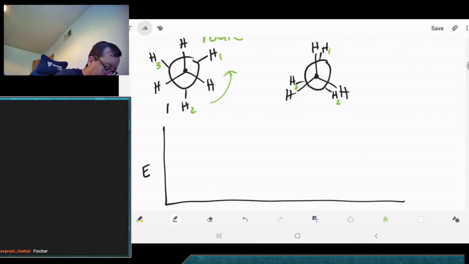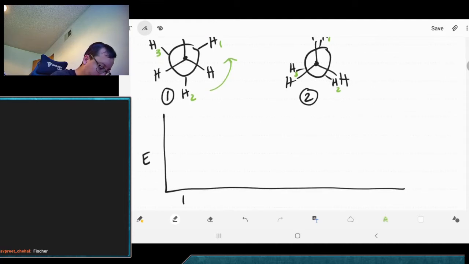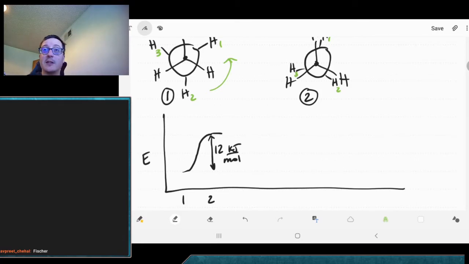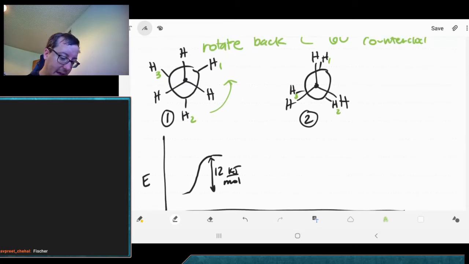if we say this is like kind of state 1 and state 2 of it, we're going to see that state 1 is of lower energy than state 2. And I have numbers here. 12 kilojoules apparently is our number. You don't need to know this. But this rotational energy is about 12 kilojoules per mole. And let's investigate why this is higher energy.